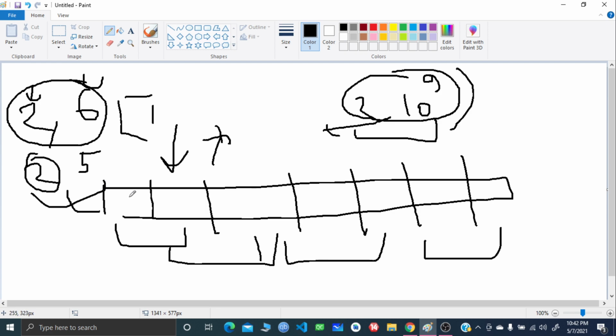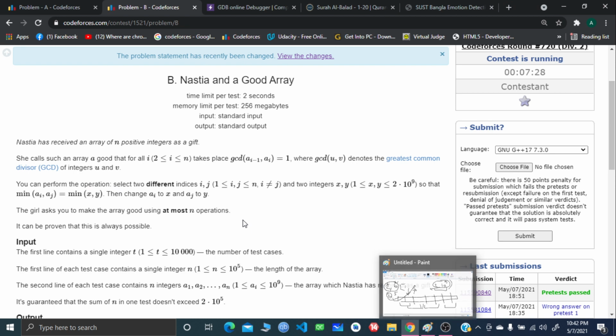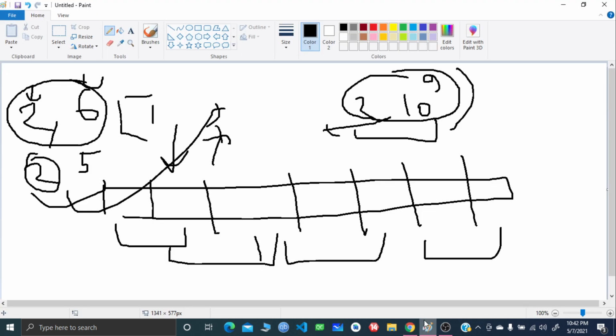Because if it's not going to be that, then this condition is not going to be fulfilled. So overall, I have to only pick one independent prime number, and that prime number is going to be the closest. I took the closest prime number of 2 into 10 to the power 9, because I know that will guarantee me the result.